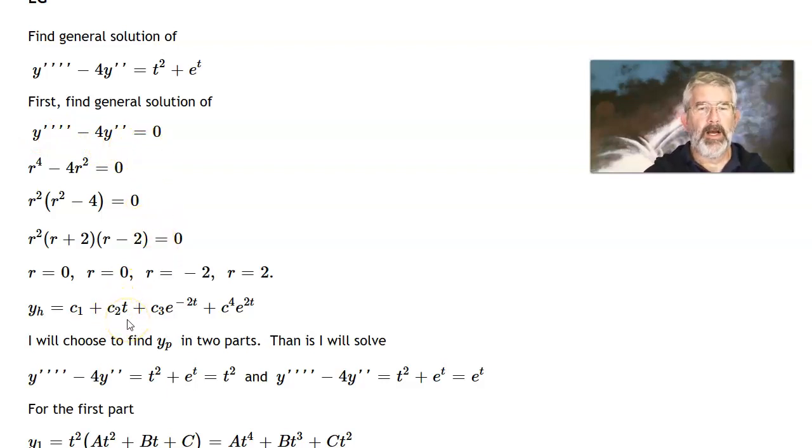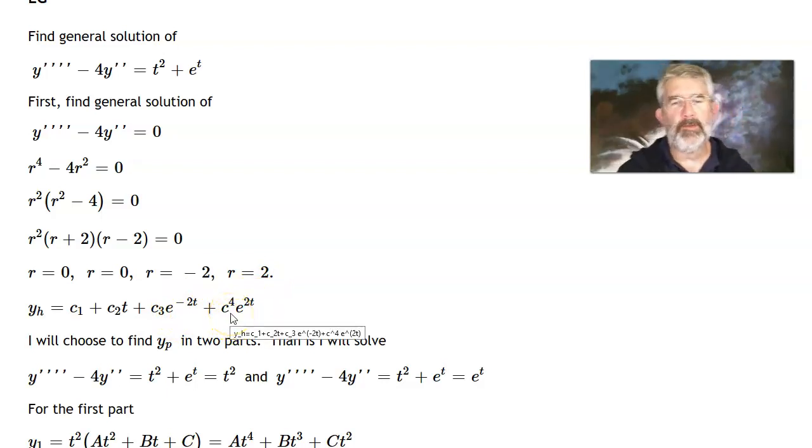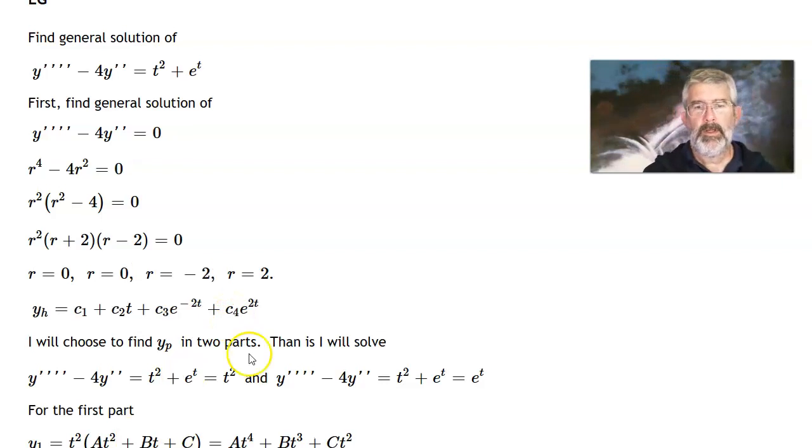Okay. Now, the negative 2 means e to the negative 2t is a solution, and the 2 here means that e to the 2t is a solution. And that shouldn't be c raised to the 4, that should be c sub 4. Yeah, that's better.